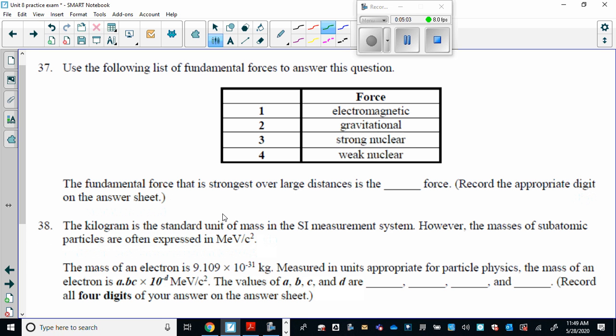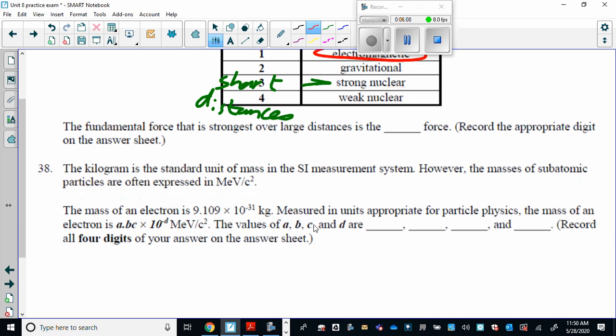Number 37. Use the following lists. So we've done this already. The fundamental force that is strongest over the largest distances. You may have to think about this one a little, because it says the one that's strongest over large distances. We know that the strong nuclear force is extremely strong. It's the strongest force we have, but that's over very short distances. What about the other ones? The weak nuclear force is the same. It's not as strong as the strong nuclear force. But again, we're talking about short distances because we're talking about the nucleus here. So you just have to decide between electromagnetic and gravitational, and not even close. The electromagnetic force wins out over large distances. So the answer to that one is 1.